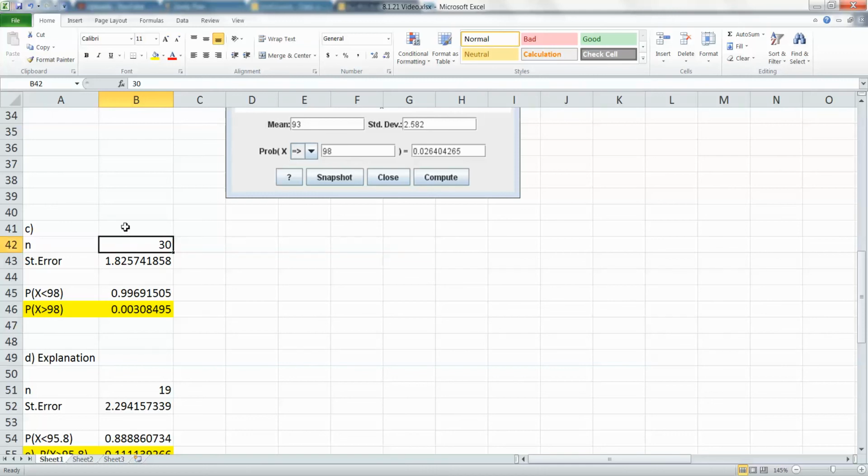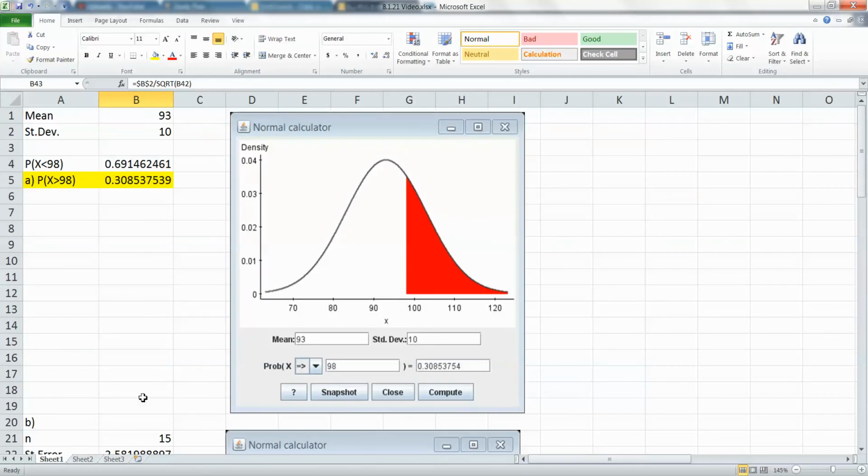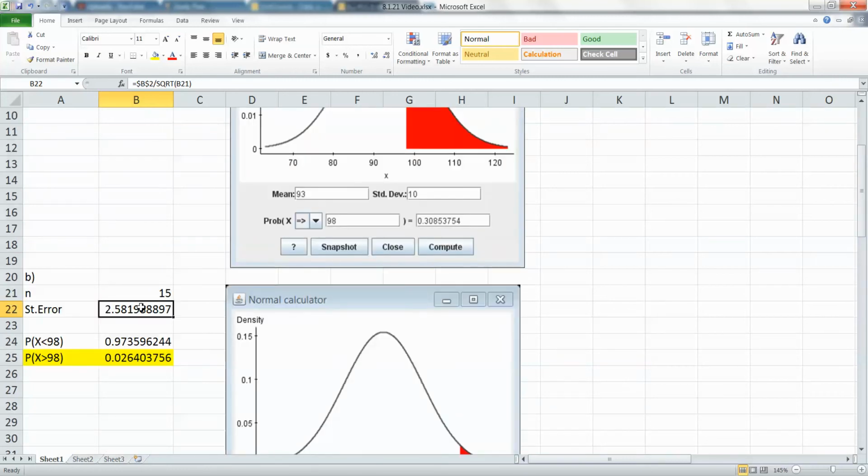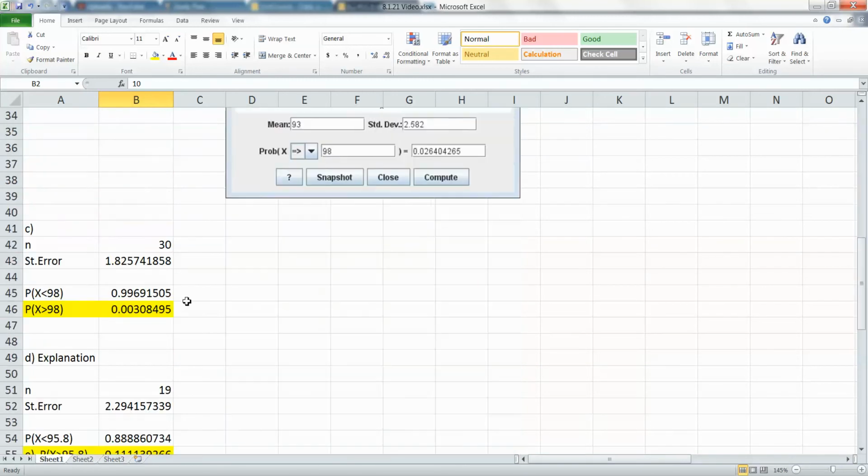All right, so I'm going to do 30. And then again, I'm going to find my standard deviation. I want B2 divided by the square root of 30, which in my case is cell B42. So that gives me 1.8257 for my standard error. Even smaller because 30 is what you're looking at, right? So you're looking at groups of 30 that's going to have less spread than groups of 15, which has less spread than groups of 1, which is what we started with. This is the spread for groups of 15. This is the spread for groups of 1.